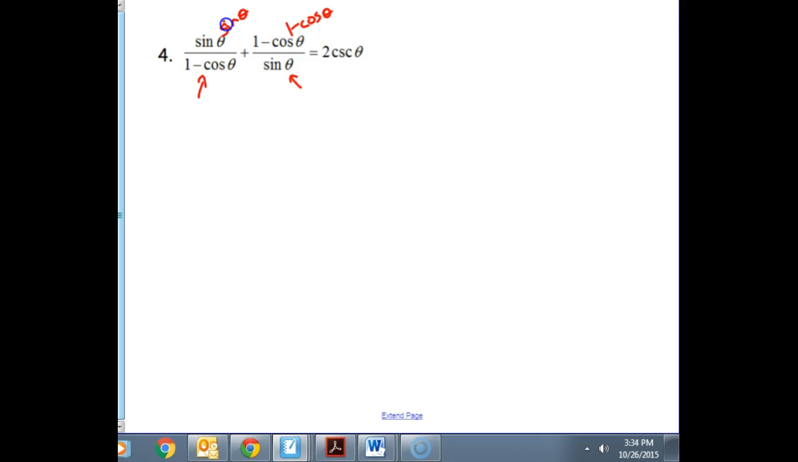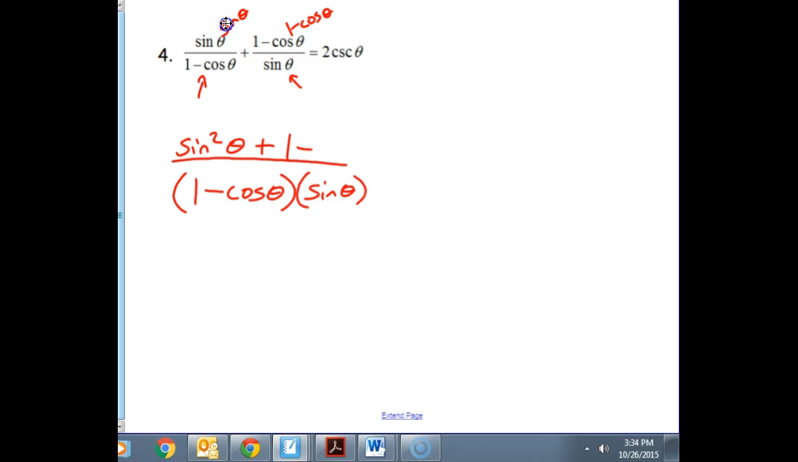Alright, so whenever I combine these 2, okay, at the bottom, it's going to be very simple. I'm going to have 1 minus cosine theta times sine theta, right? That's your common denominator. Okay, on the top, let's see, sine times sine is sine squared theta plus, well, those 2 are perfect squares, right? So I'm just going to go ahead and FOIL it out and see what we get. So we get 1 minus 2 cosine theta plus cosine squared theta, right? Okay, bring down your equal sign. Don't forget your equal signs, guys.